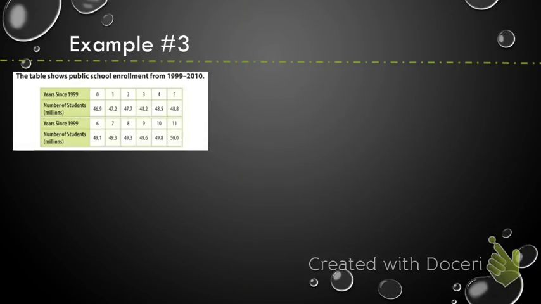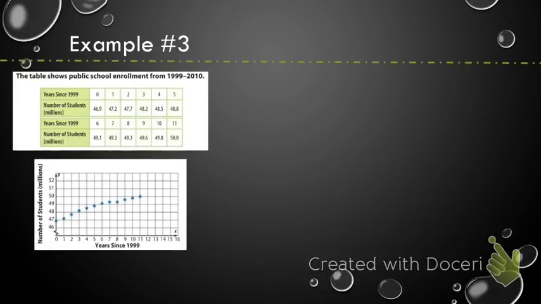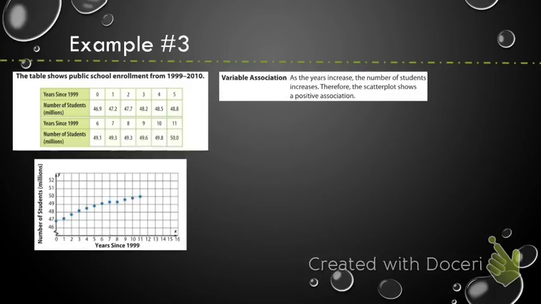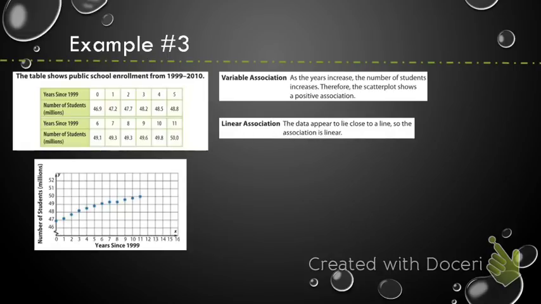Okay, our example 3, now we have a table. This table shows the public school enrollment from 1999 to 2010. Here's the graph once everything is graphed. If you notice, we have a positive association as our x values get bigger. As the years go higher, the number of students also increases, so we have a positive association. It's also linear. We don't have any curves for a non-linear association. And there are no clusters or outliers here.